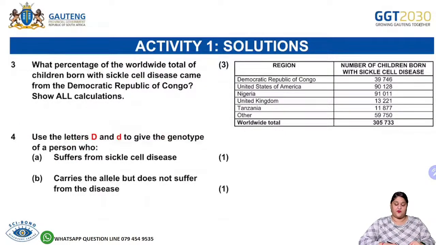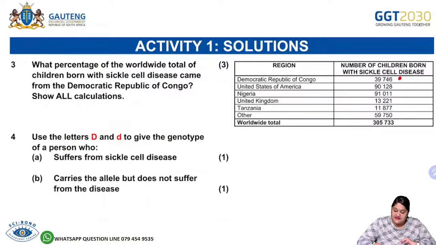What percentage of the worldwide total of children born with sickle cell disease came from the Democratic Republic of Congo? Show all your calculations. They want to know what percentage came from Congo. So let's go to Congo. What is the amount there? This is the amount we're going to use. And they want to know the percentage, so they want to know how many out of the total.